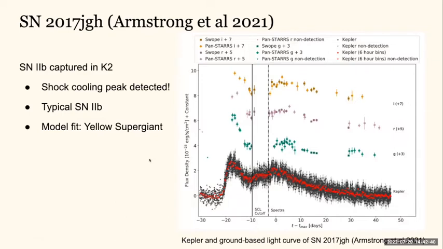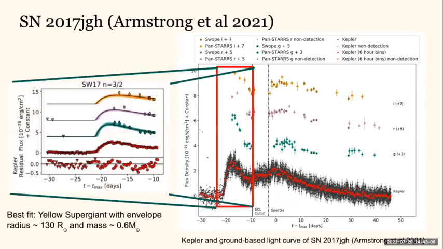Patrick Armstrong did a little research on the supernova 17 JGH. It's a typical type 2b observed in K2. And you can see the shock cooling light curve here within the first 10 days after the explosion. It's pretty bright, even brighter than the radioactive peak. Patrick and I did a model fitting to that, and out of a few models, we found that the progenitor is most likely a yellow supergiant with an envelope radius of 130 solar radii and an envelope mass of 0.6 solar mass.